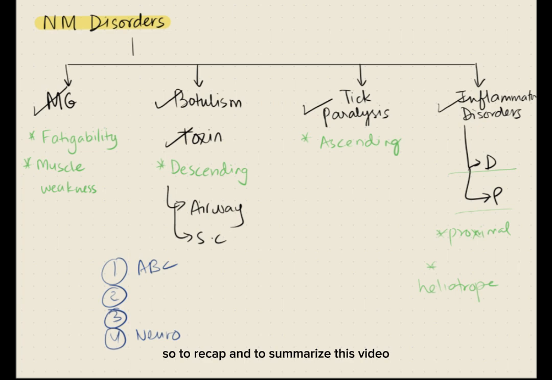So to recap and summarize this video: myasthenia gravis fatigues, botulism descends, tick paralysis ascends, and inflammatory disorders weaken. With this, we come to the end of this very short video.